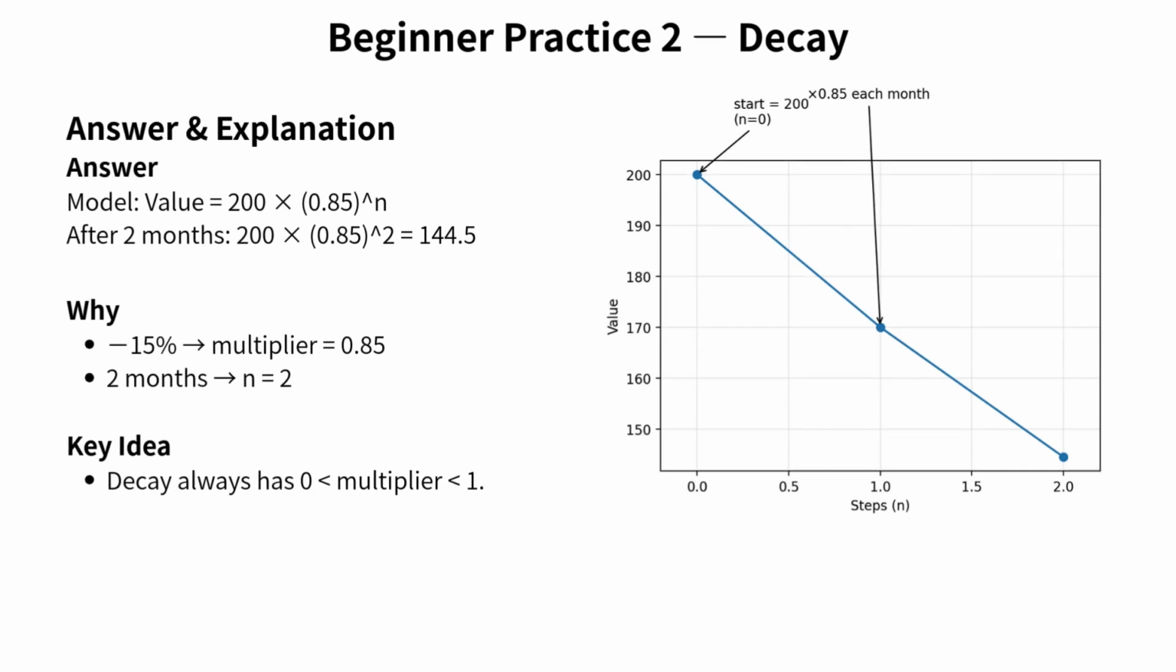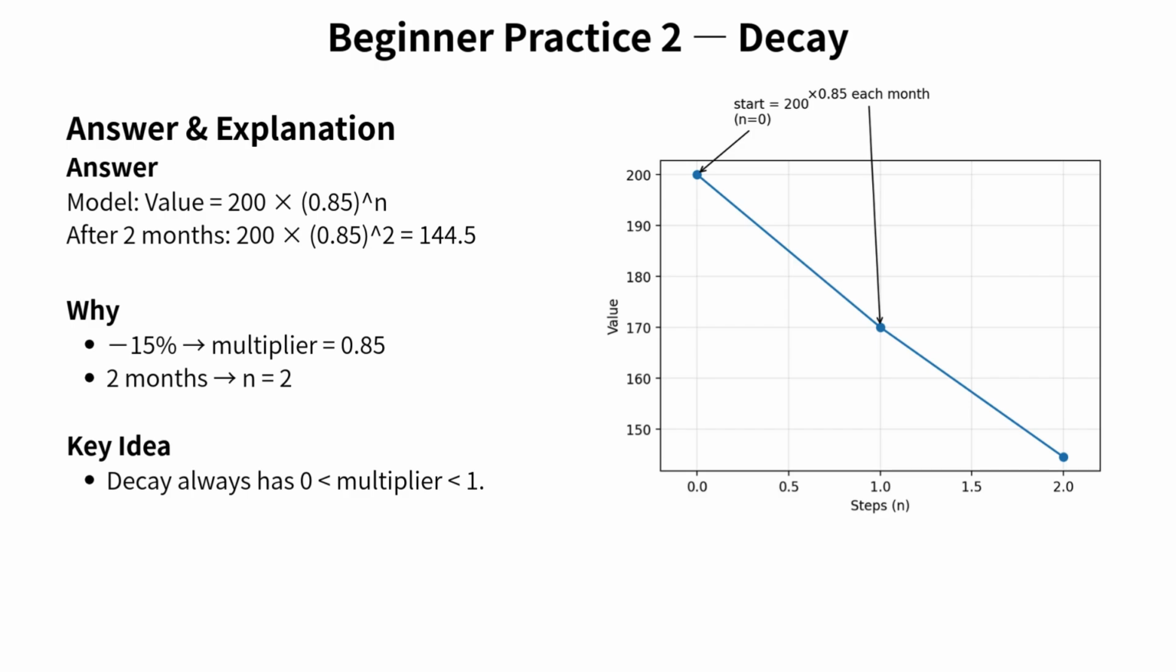Start is 200. A 15% decrease means the multiplier is 1 minus 15%, so it's 0.85. 2 months means n equals 2. So compute 200 times 0.85 squared. 0.85 times 0.85 is 0.7225. Now multiply by 200, which gives 144.5.